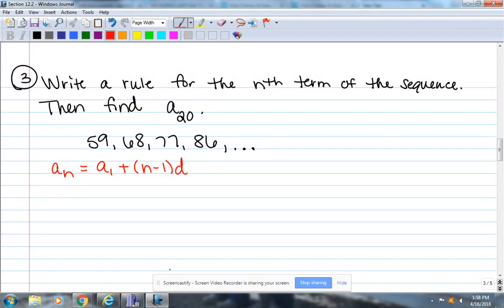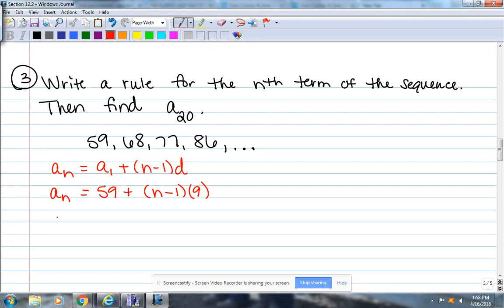So we know what a sub 1 is, don't we? What does a sub 1 mean? It's the first term, isn't it? A sub 1 is always the first term. So I'm writing a rule, so I'm going to keep these n's. So a sub 1 is 59 plus, I don't know n, so I'll leave that n minus 1 times, for right now, and what's my d? How do y'all get 9? Right, you see what number it goes to and what you have to do from this number to get to this one and so on. And it should be the same every time because these are arithmetic.